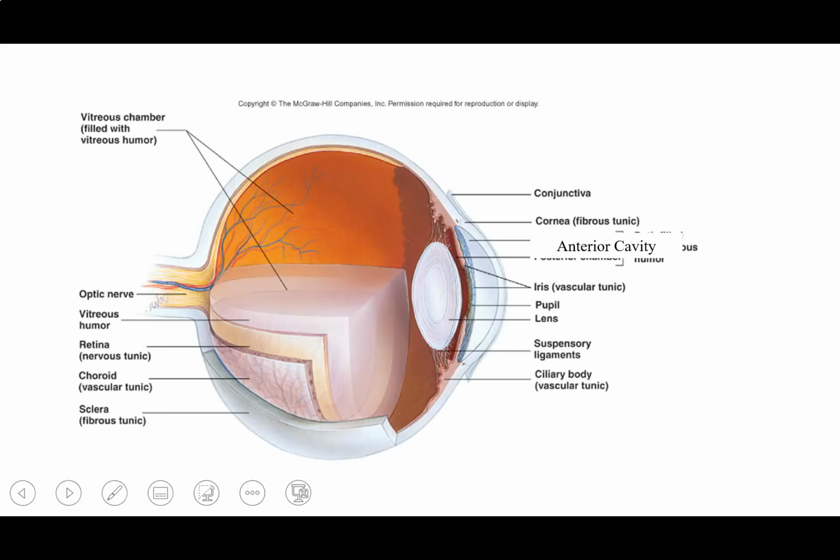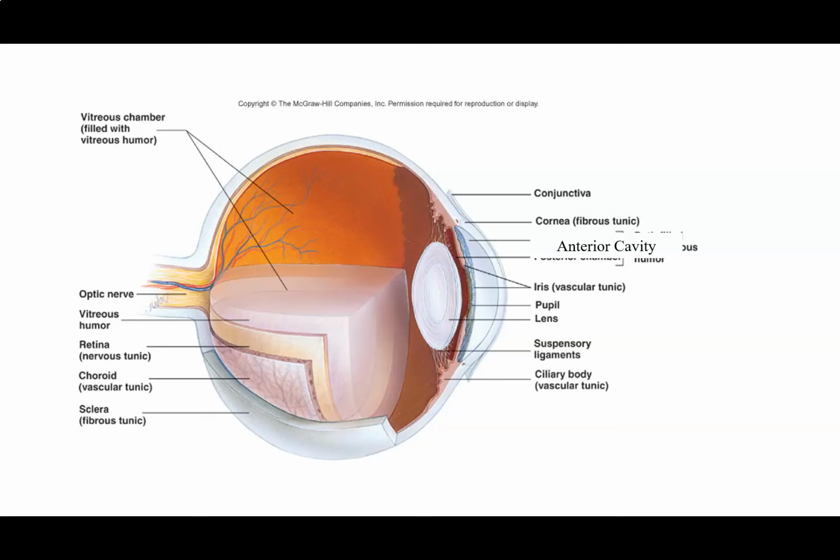So, when we look at the anatomy of the eye, it is made up of 3 layers, referred to as tunics. You can think of a tunic as simply a coat, so it's got 3 coatings to it. We're going to discuss those from the externalmost to the internalmost.